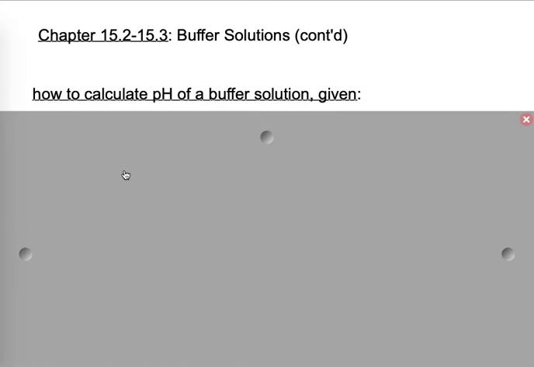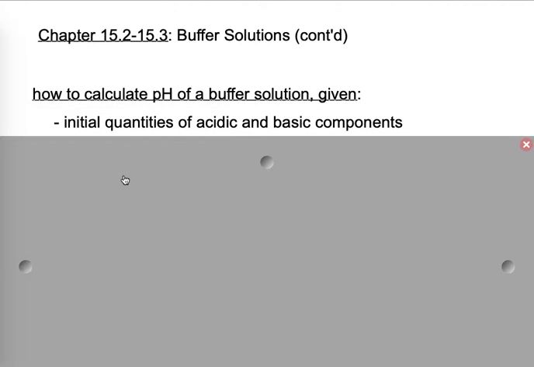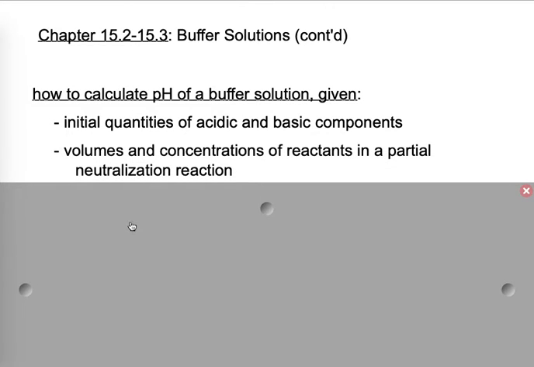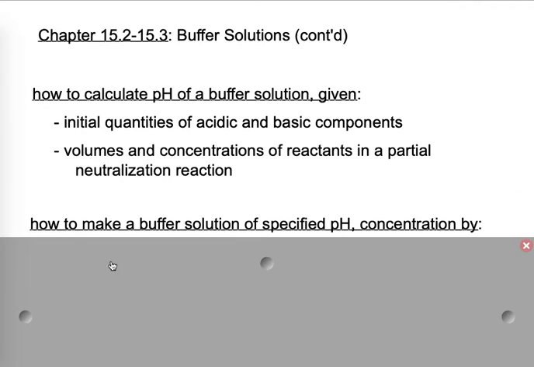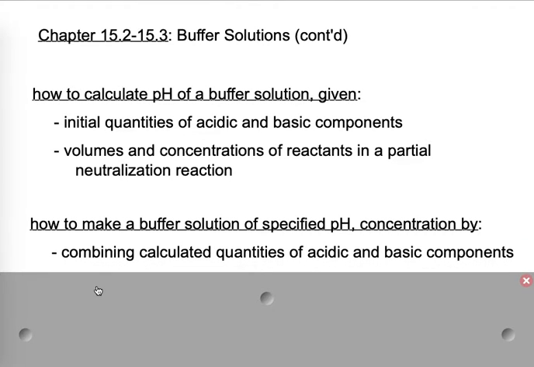We learned how to calculate the pH of a buffer solution given the initial quantities of the acidic and basic components. That was our first problem. And also by using the volumes and concentrations of reactants provided in a partial neutralization reaction. That was our second sample problem. We then considered how to make a buffer solution of specified pH and concentration by combining calculated quantities of acidic and basic components. That was our third example problem, and that's what we finished the last video with.